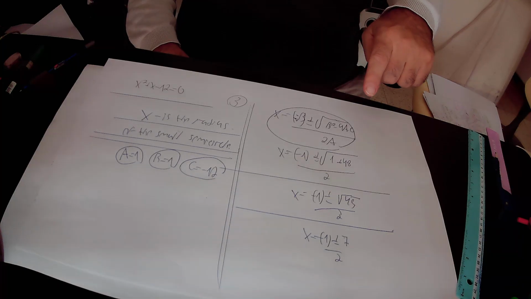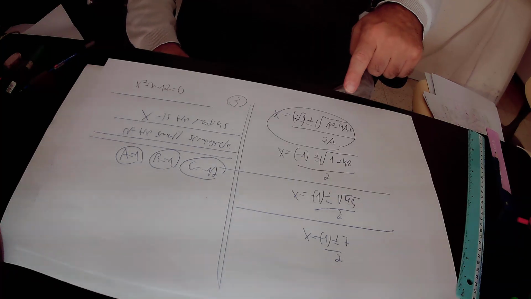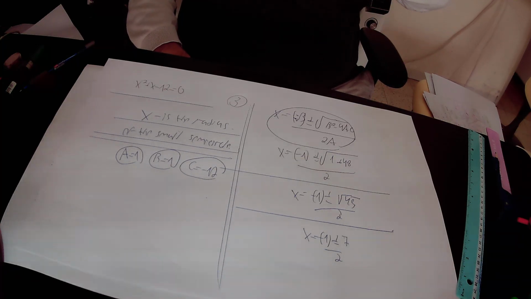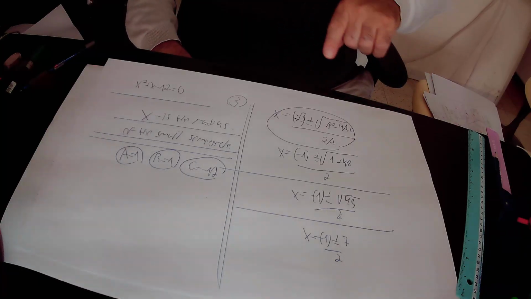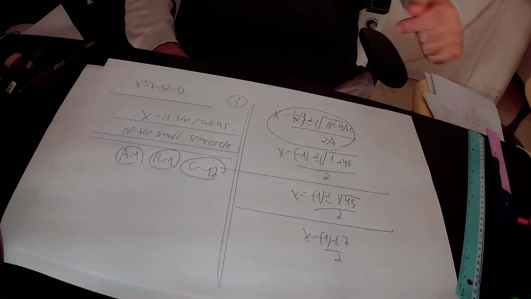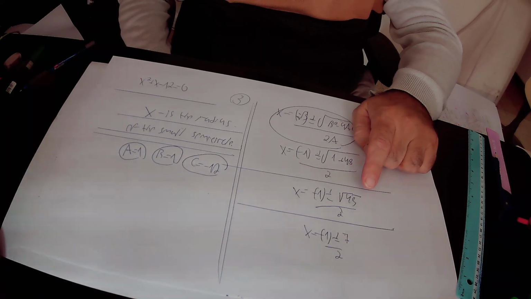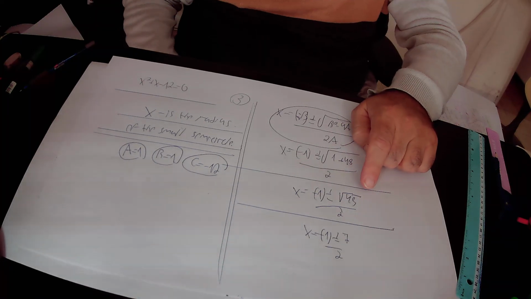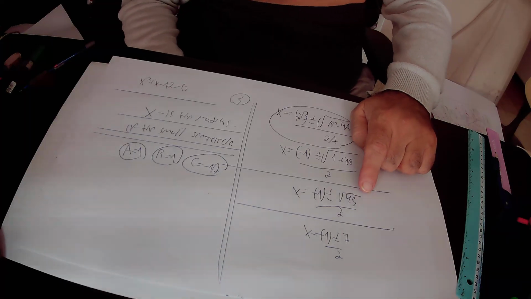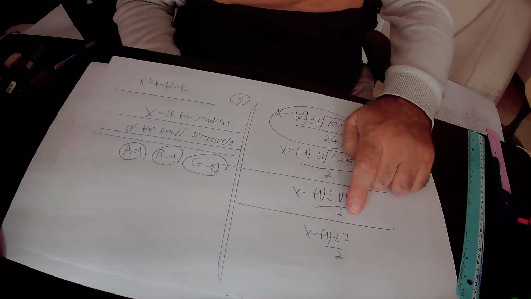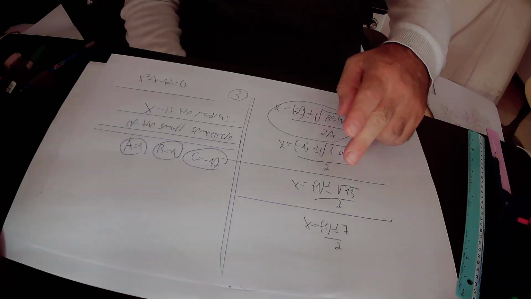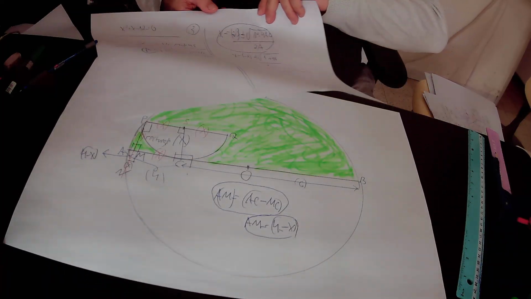So inside the root we have 1 plus 48, divided by 2a. a is 1, so 2 times a is 2 times 1, that is 2. 1 plus 48 is 49, so in total we found out that x equals minus 1 plus minus the square root of 49, over 2. The square root of 49 is 7, so x equals minus 1 plus minus 7 over 2. So here we have two possible solutions for x.